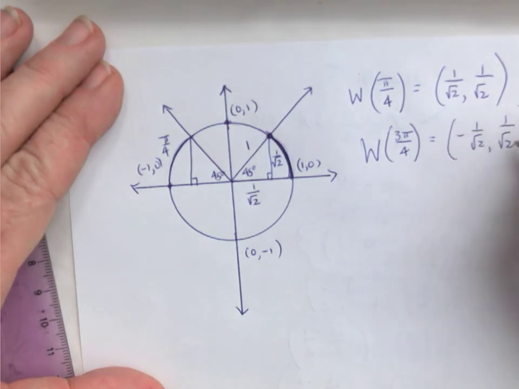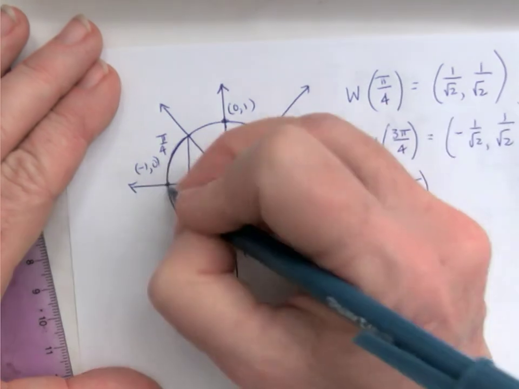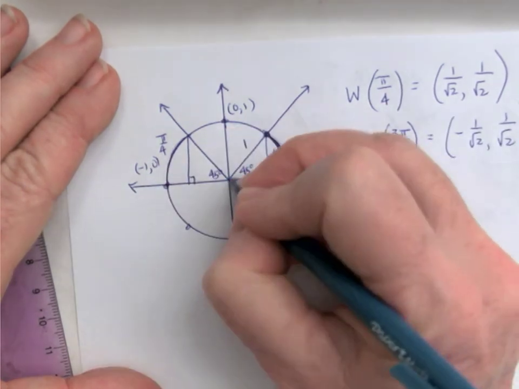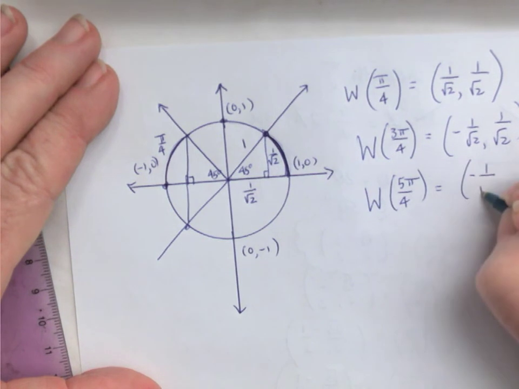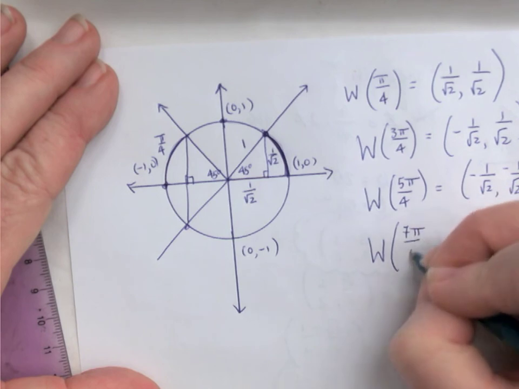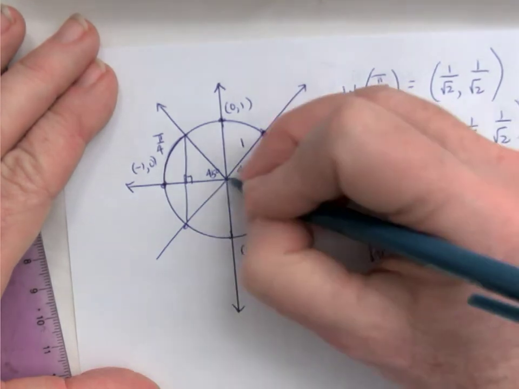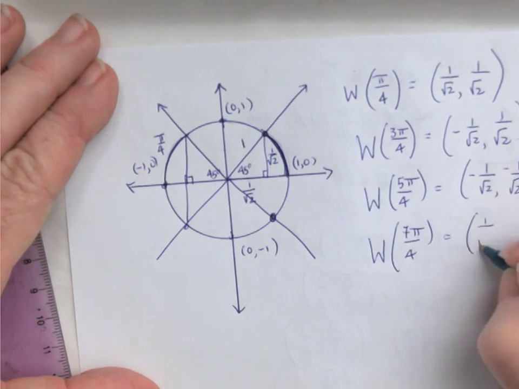Wrapping 5 pi over 4, this is 4 pi over 4, 5 pi over 4 puts me right down there. That's going to leave me with negative 1 over root 2, negative 1 over root 2, and wrapping 7 pi over 4. This is 6 pi over 4, 7 pi over 4 puts me right there, leaves me with 1 over root 2 and negative 1 over root 2.